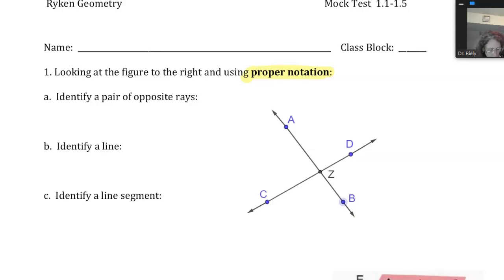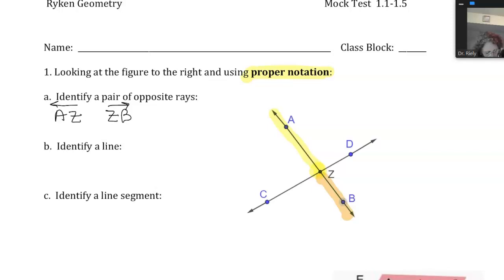So opposite rays have a common endpoint. Let's say that Z is a common endpoint, and they go in opposite directions. So that's one direction. So that's going to be AZ with the arrowhead closest to the Z. And here's the opposite direction right here, and that's going to be ZB, and the arrowhead is closer to the B. Okay, so that's one pair, but you have a second pair that you could have identified.